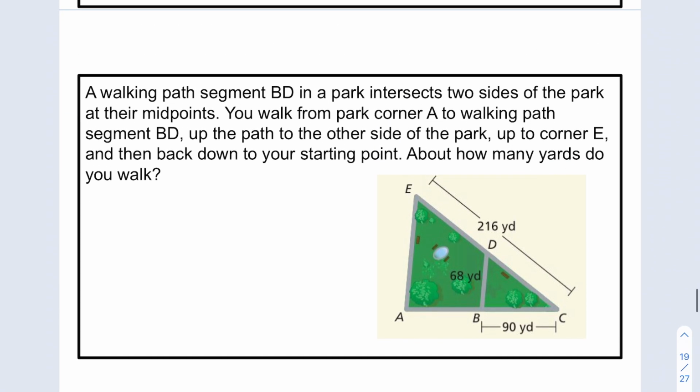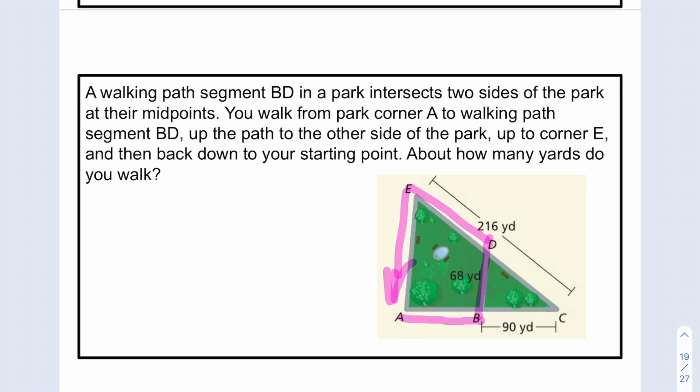All right, let's do it again. So BD intersects two sides of the park at their midpoint. So it's a mid-segment of this triangle park. And we're going to start at point A, that's where we enter the park, and we're going to go over to B, then we're going to go to BD, then we're going to go to point E, and then we're going to head back to A. So how far do we walk?